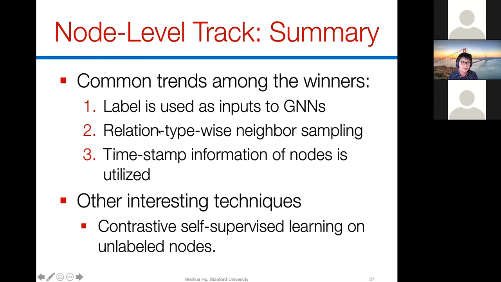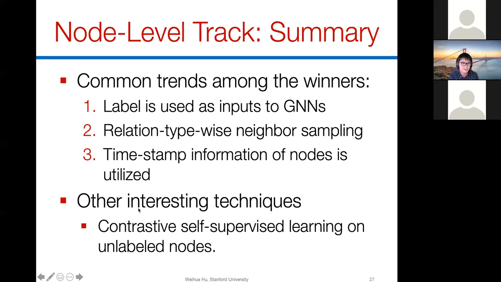Also, they developed a more sophisticated neighbor sampling strategy to train GNNs, which is relation-aware neighbor sampling. Also, all the winners exploit the timestamp information of the nodes, because in many real-world graphs we have this temporal information, for example the publication year of the paper nodes, and the winners exploited this information in a variety of ways, which is very interesting.